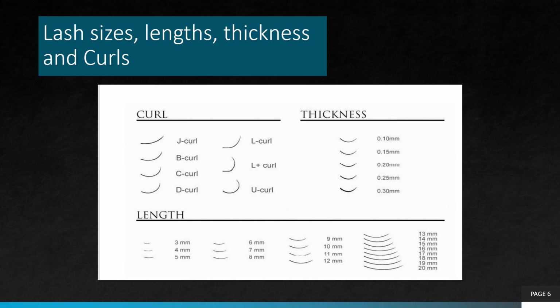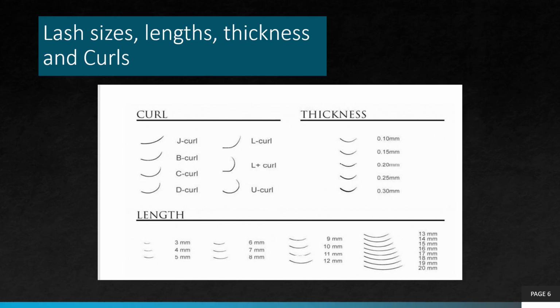When selecting lash extensions, it's important to understand the different options available in terms of curl, thickness and length, as these factors determine the final look of the lashes. Starting with the curl types, we have several options, each offering a unique effect. The J curl is the most natural looking curl, providing a subtle lift to the lashes.